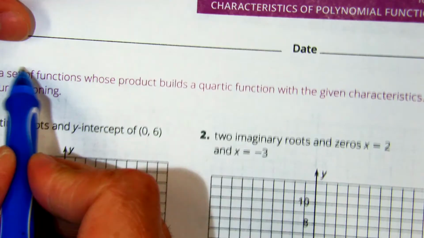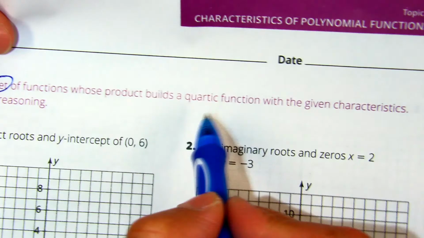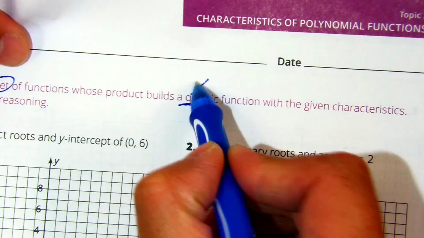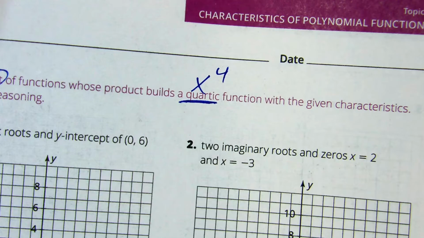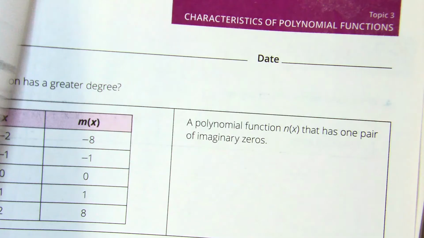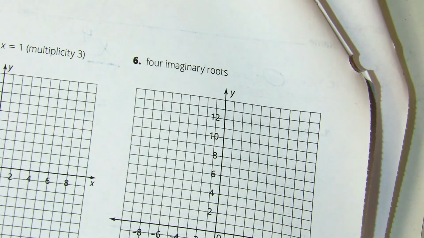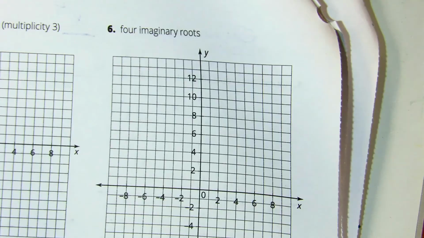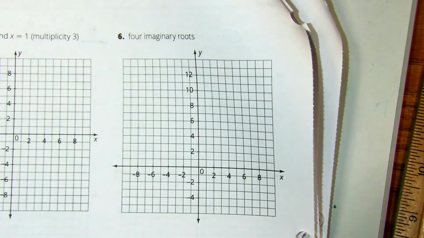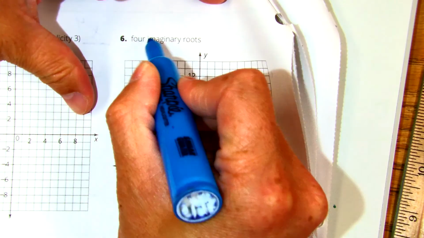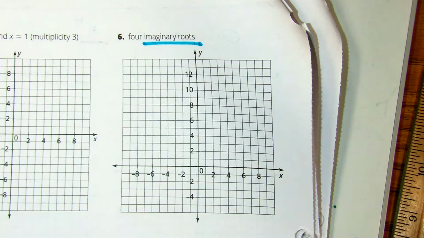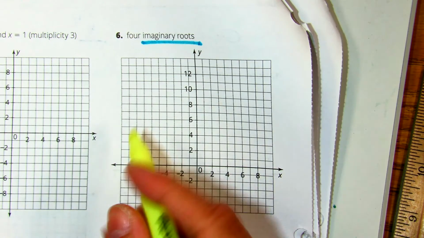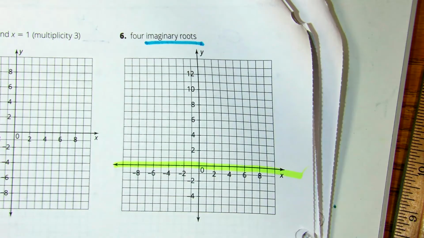Sketch a set of functions whose product builds a quartic function. So we need something to the fourth power there. Okay. So let's see what we got. Ooh, 4 imaginary zeros. 4 imaginary zeros. Remember, the word imaginary basically says it's not going to touch the x-axis. It's not going to touch it, right?